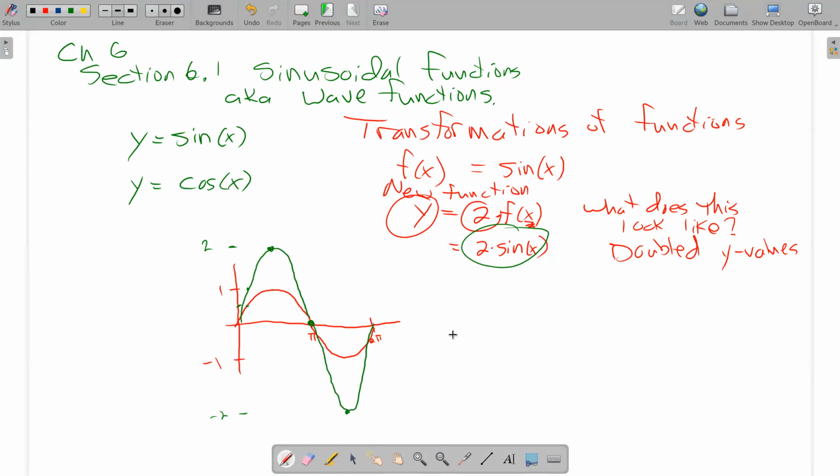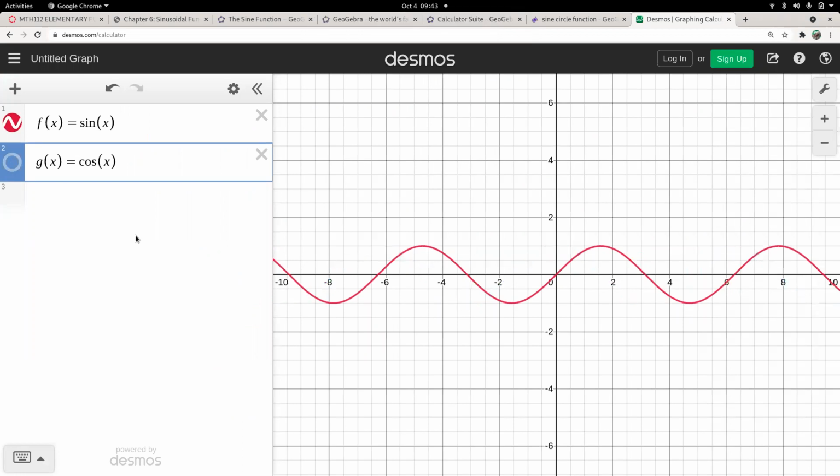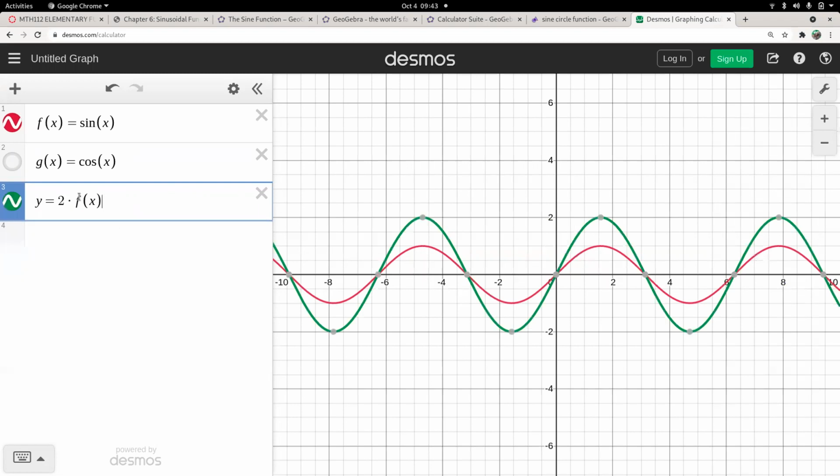Let's look at a graphing calculator and see what we got. We'll do that in a couple of different ways. So I'm playing around with f here, so I'm going to turn off g, the cosine, and I made a new function by taking y equals 2 times f of x. And there I can see I get this new green wave. Twice the sine wave is twice as tall.